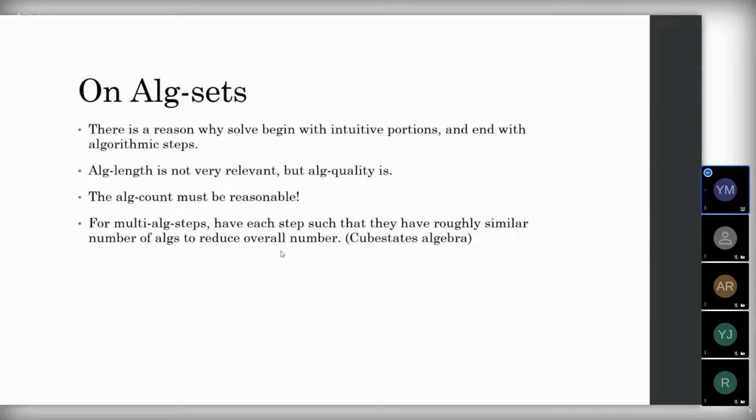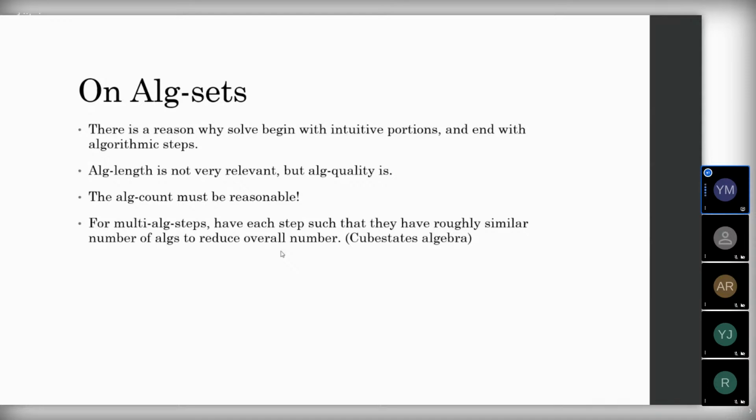Now, sometimes what happens is, for example, in CFOP, you have one algorithmic step followed by another algorithmic step, and you are reducing the number of cube states in parts. So first you have the entire last layer unsolved, then you have the last layer oriented but not solved, and then you solve it. So what you try to do is, in the two steps, for example, OLL and PLL, in this case, you try to have roughly a similar number of algorithms. For example, 21 and 57 is the same order of magnitude.